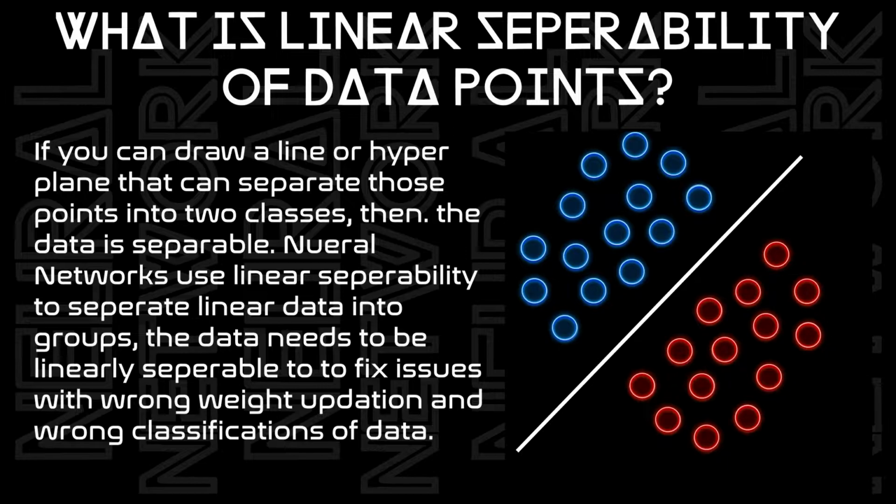What is linear separability of data points? If you can draw a line or hyperplane that can separate those points into two classes, then the data is separable. Neural networks use linear separability to separate linear data into groups. The data needs to be linearly separable to fix issues with wrong weight updation and wrong classifications of data.